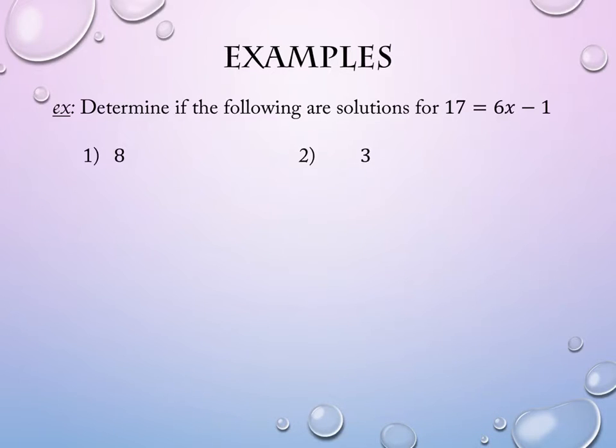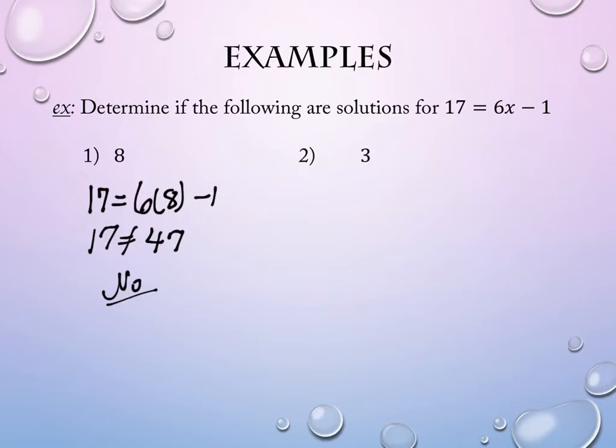So examples number 1 and 2 both have the equation 17 equals 6x minus 1. And what we want to do is see if they're actually solutions. To check whether it's a solution simply means to use that number in the equation in place of the variable and see if it works. So if it works, then 17 will equal 6 times 8 minus 1. What's 6 times 8? 48, and 48 minus 1 is 47, which most certainly does not equal 17. So this is not a solution.